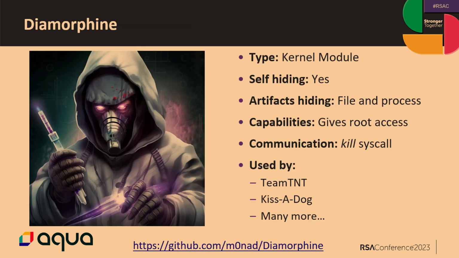So for the next couple of demos, I'm going to talk about Diamorphine. Diamorphine is another open source rootkit, which is very, very popular. We've seen it in many attacks. It has the ability to hook, to hide files and processes. And also a nice cool thing about it is the ability to communicate with it using the kill command. So it hooks the kill command in order to communicate using the signals of kill.